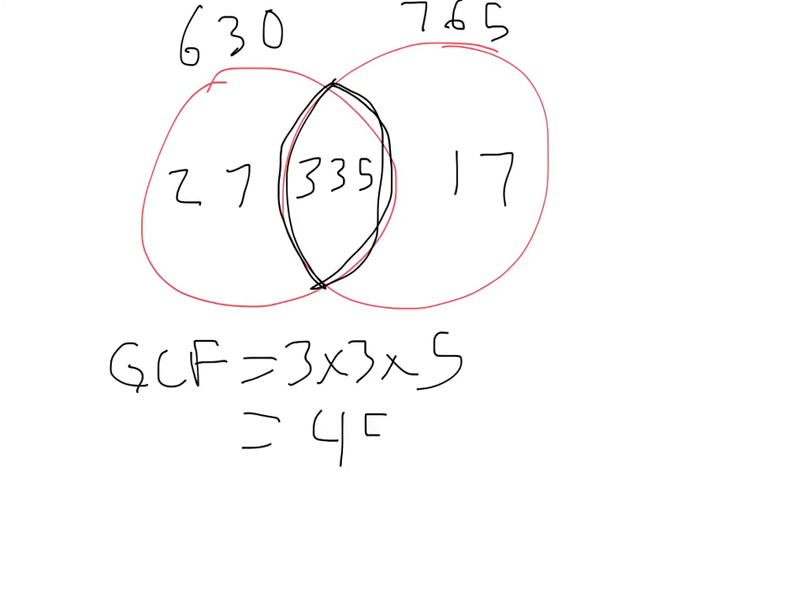You do not have to show me both ways. You're more than welcome to show me both ways, but you do not need to. I just find that organizing it this way will make it easier for you to use your greatest common factor to find lowest common multiple a little bit later.